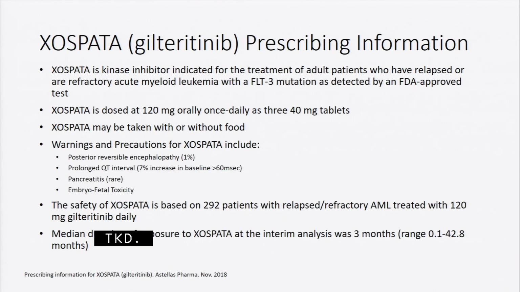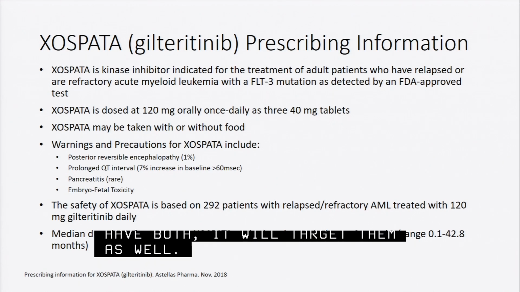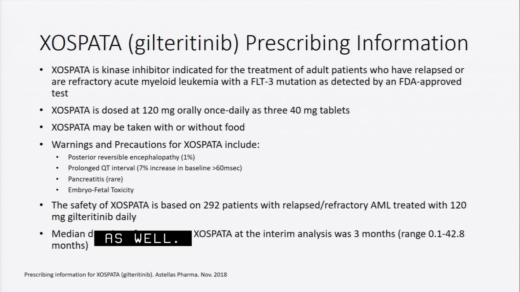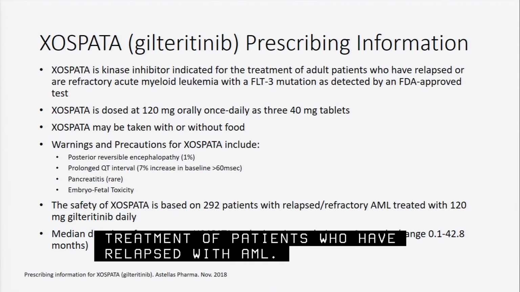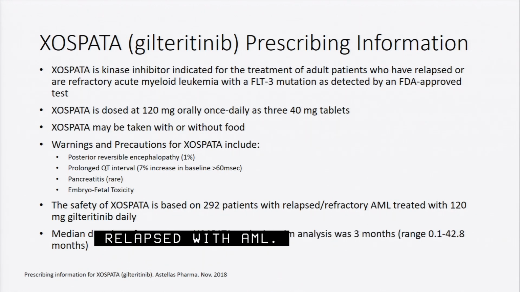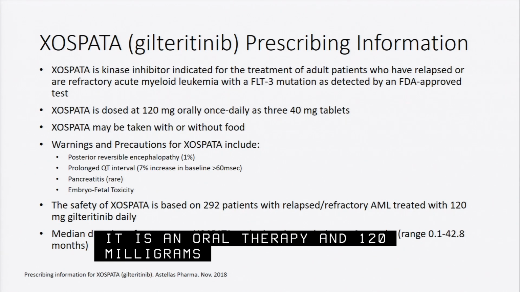Prescribing information from our PI: it is a kinase inhibitor indicated for the treatment of patients who have relapsed or refractory AML with FLT3 mutation as detected by an FDA-approved test. It is an oral therapy. It's 120 milligrams dosed as 3 40-milligram tablets daily. It can be taken with or without food.